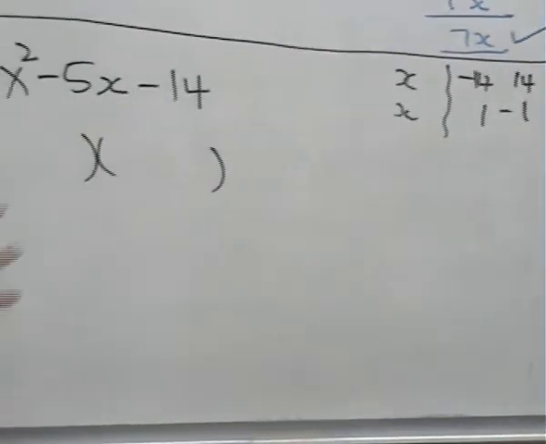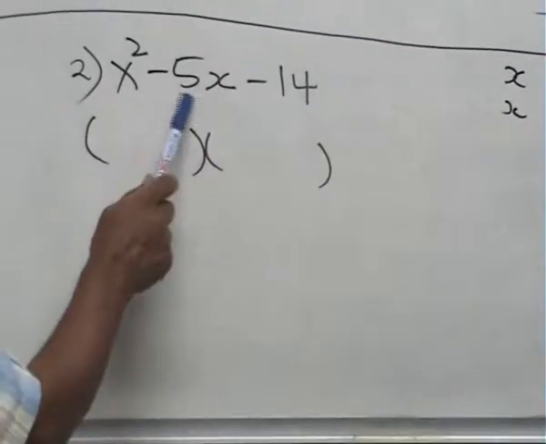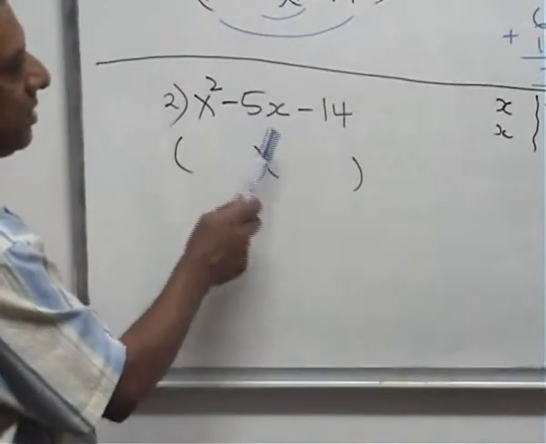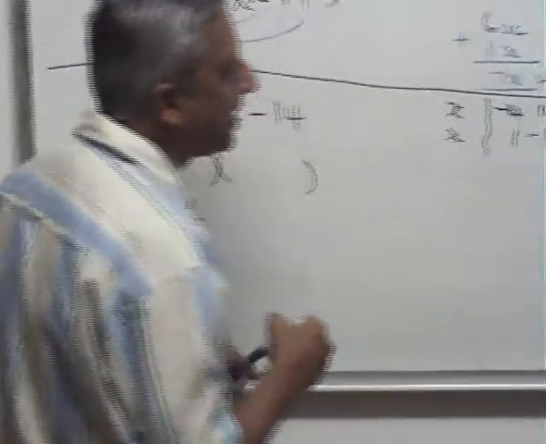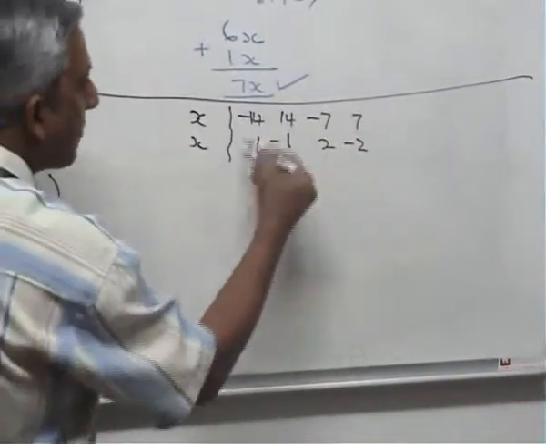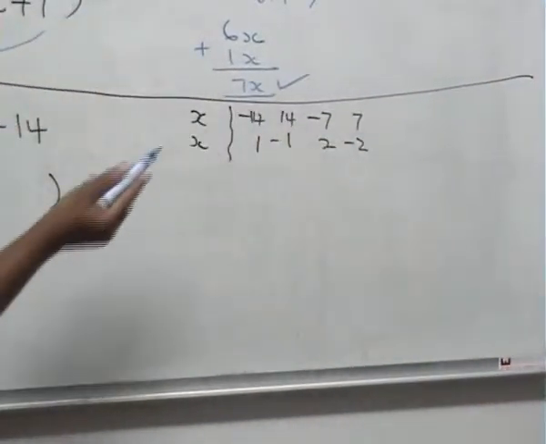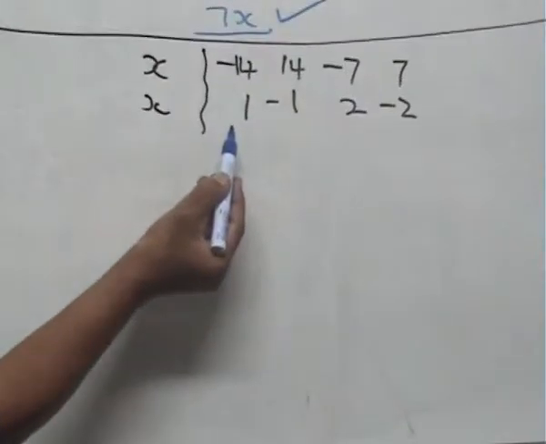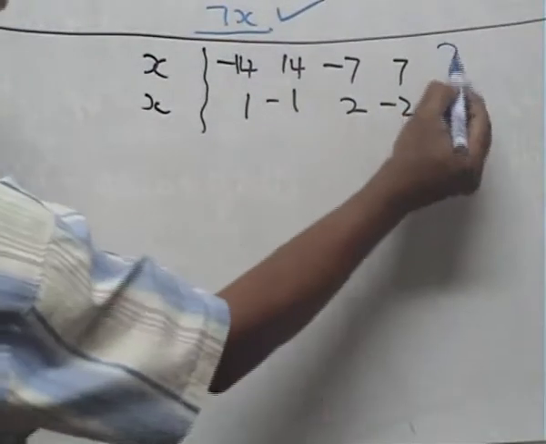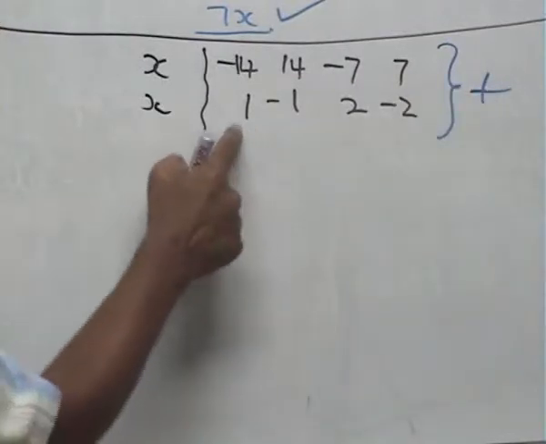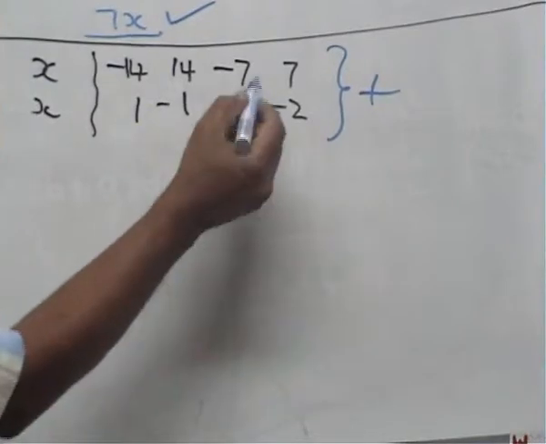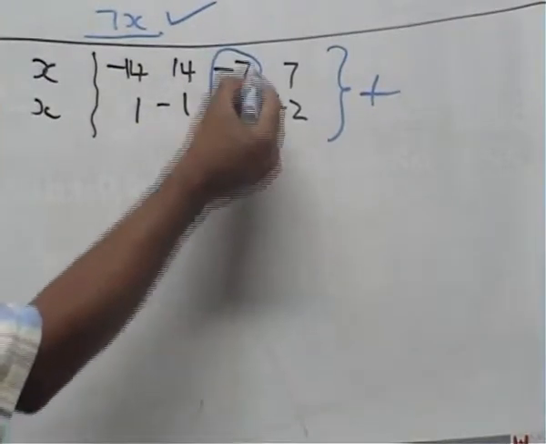Again, once you've done that, you look in the middle. You're looking for minus 5. Which two numbers, if you add them here, will give you minus 5? Which two, if you add them there, will give you minus 5? That will give you minus 13. If you add them, that will give you plus 13. That will give you minus 5. Oh, so it's this one.